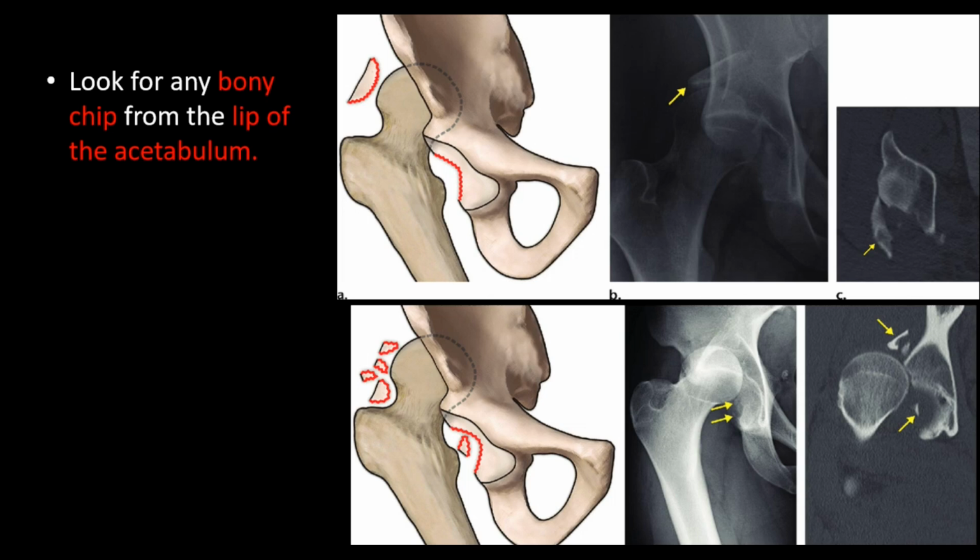Now, other than that, always look for any bony chip from the lip of the acetabulum, as there are more chances of this fracture as it is associated with the posterior dislocation of the hip. As you can see here in the image, there is a posterior dislocation of the head of the femur. At that time, there might be injury to the acetabulum, and see there is a big chip present here. As you can see here in the X-ray, this is the chip that we can see.